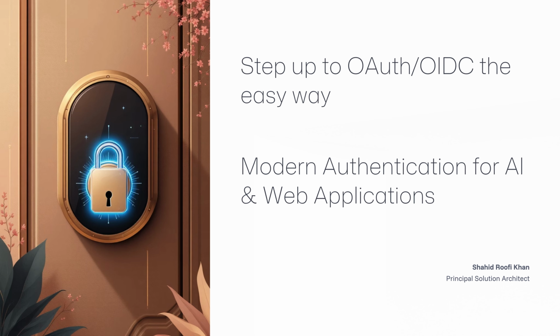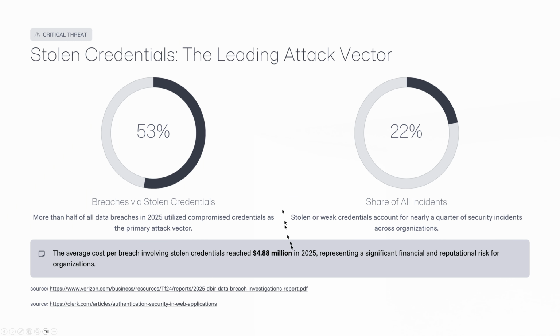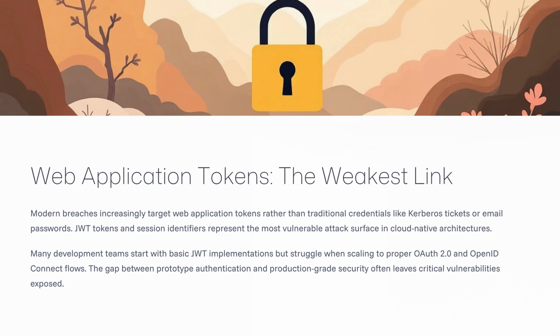The problem for any new applications or small MVP application is mostly that the blocker is the understanding of how to implement, because along with the security comes complexity. If we look at the stats, basically most of the compromises are coming from stolen credentials. And what are these stolen credentials? These web tokens. Web application is the weakest link in the chain.